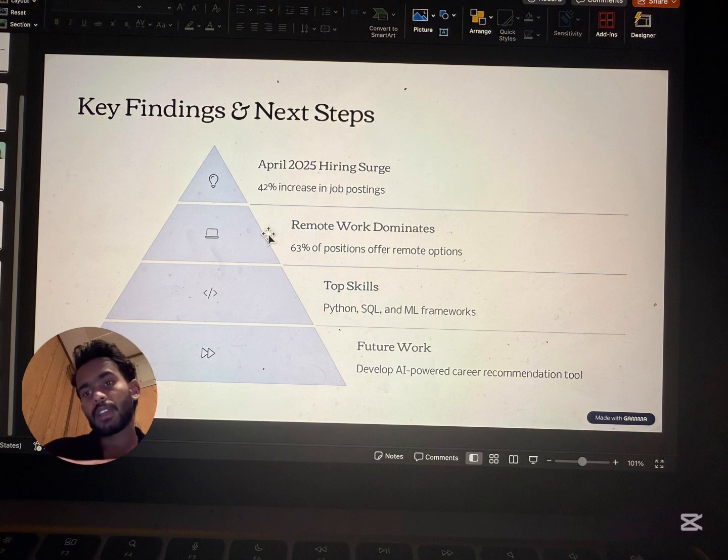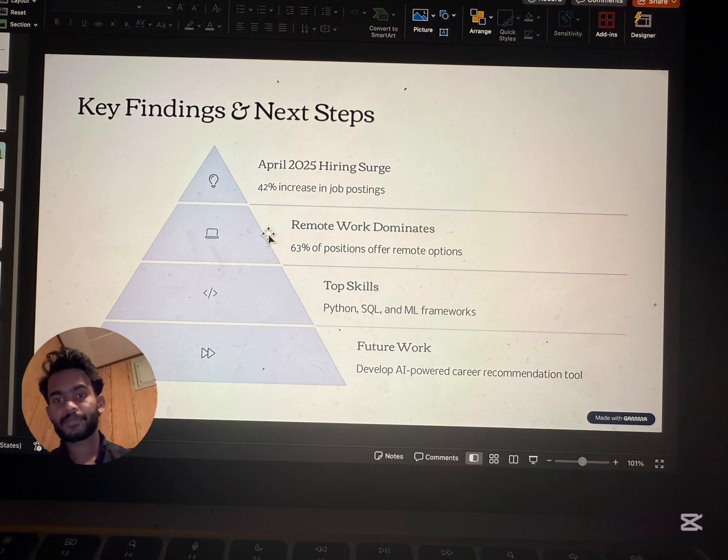This will help job seekers target their resumes and what they need to learn accordingly. For me, this project helped me apply data analysis techniques in a real world context. I practiced data cleaning, visualization, and natural language processing. In future, I'd love to expand this project into a career guidance app using AI.